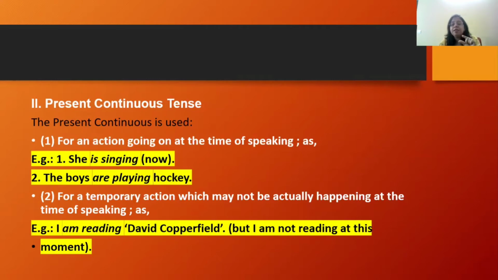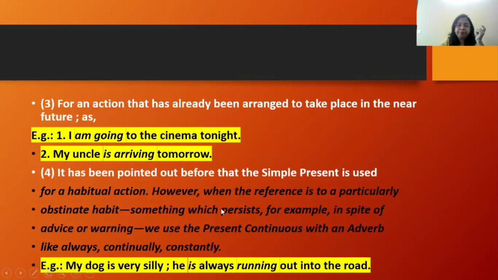So I am not reading at this moment. When I am speaking out this sentence, I am not reading. But nowadays I am reading. So I am reading David Copperfield. This is the name of the book, David Copperfield. So in such cases, for a temporary action which may not be actually happening at the time of speaking, we use present continuous tense.